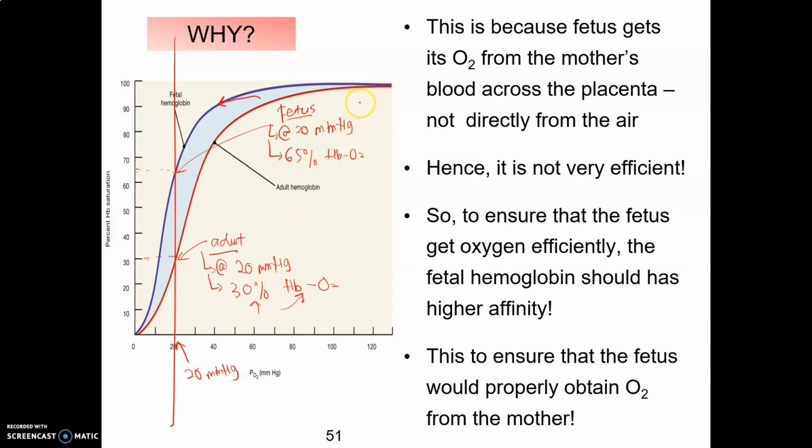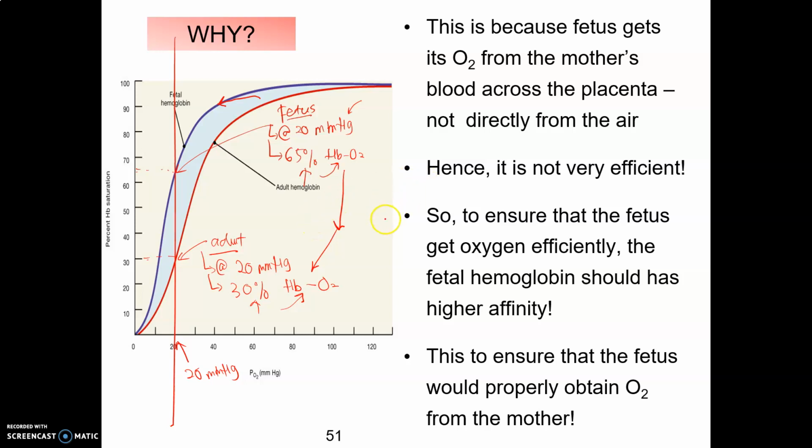Tetapi at the same partial pressure of oxygen untuk fetus, okay, 20 mmHg, 65% of hemoglobin tu bind dengan oksigen. Maksudnya sekarang, even at very low partial pressure of oxygen, hemoglobin memang ada high affinity kepada oksigen. That's why dia boleh bind dengan oksigen, and percentage of saturation of hemoglobin is higher than the adult hemoglobin. Itu yang dikatakan fetal hemoglobin has high affinity towards oxygen berbanding dengan adult hemoglobin.